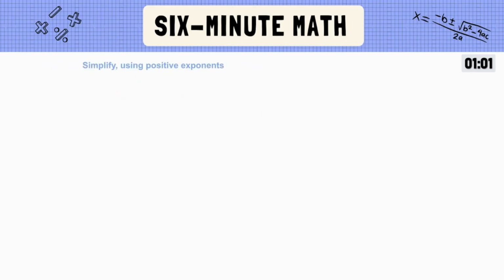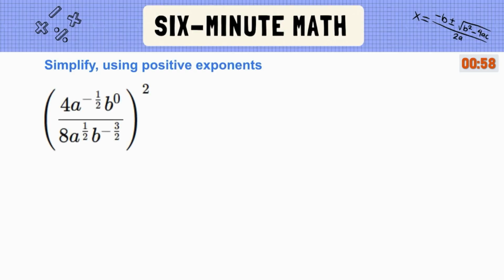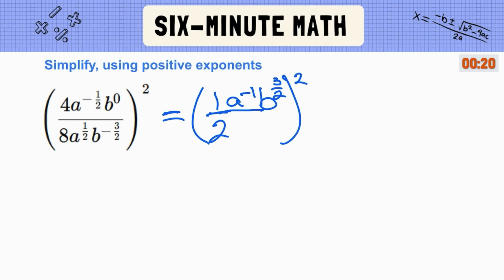On to our last example here. We're going to simplify using positive exponents of the following. Now in this situation, I'm actually going to simplify my brackets first. So I'm going to simplify 4 over 8 into 1 over 2. A to the negative half minus half would be a to the negative 1. And then for b, I have 0 minus negative 3 over 2, which just gives me b to the 3 over 2. And all of that is going to be squared.